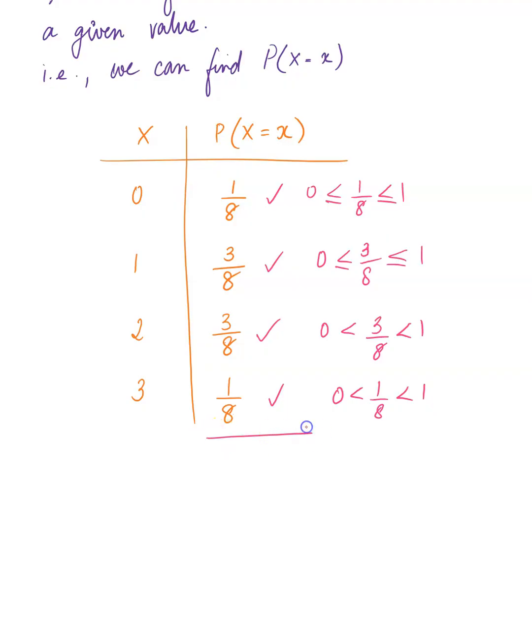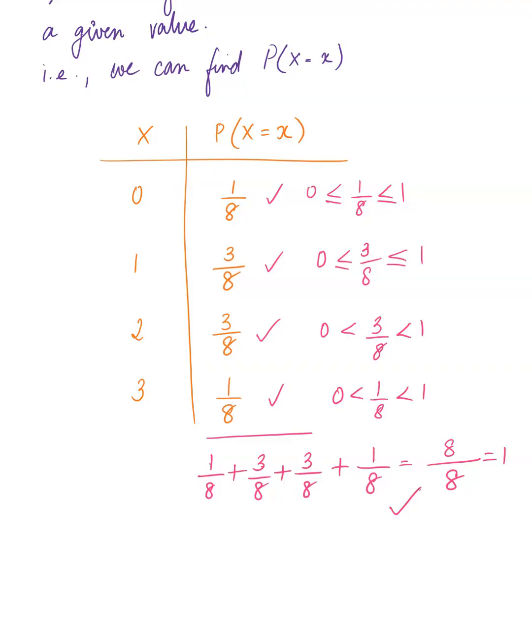Condition number 2 says that when you add all the possible probabilities, they must add up to 1. That's how you know that you have exhausted them all. So 1 plus 3 is 4, 4 plus 3 is 7, 7 plus 1 is 8, so 8 over 8. That also works. Because we built this distribution and were able to satisfy the 2 conditions, we know that this is a good, well-defined probability distribution.